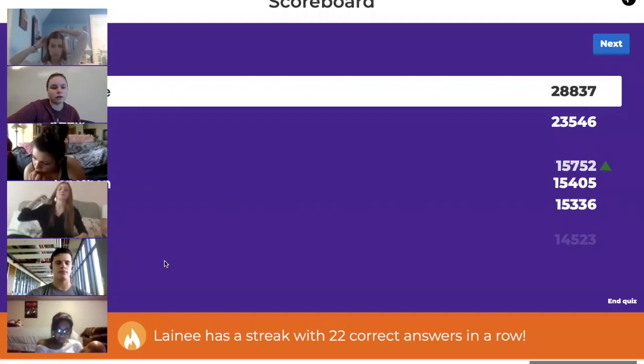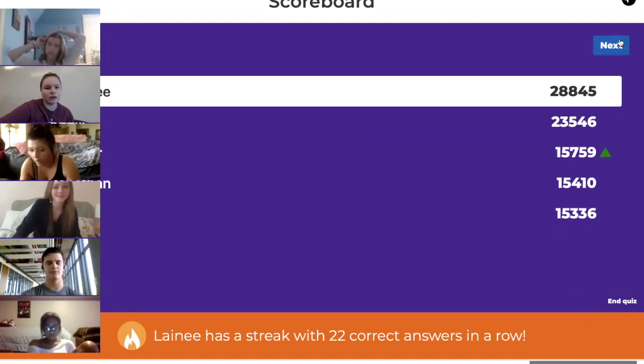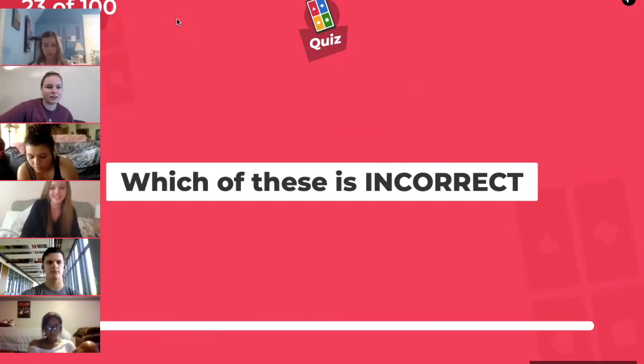Who's in first? Oh, Lainey, Keely, and Heather coming in from behind here. Then you can laugh at that. That's funny. Which of these is incorrect?